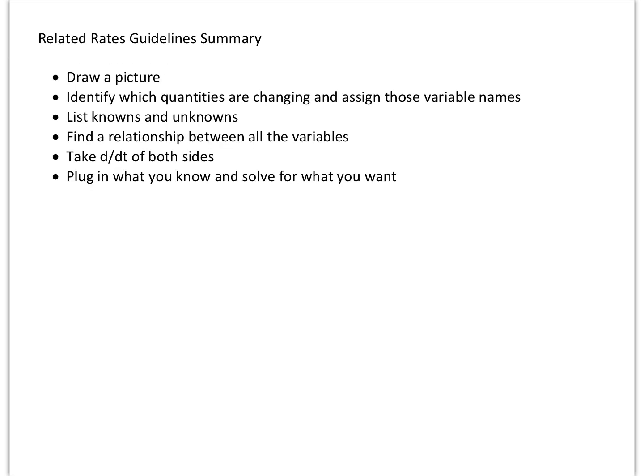To summarize our procedures for related rate problems that we first introduced last class: start with drawing a picture, identify which quantities are changing and assign those variable names, list what you know and what you don't know, find a relationship between all of the variables, take d/dt of both sides, and then plug in what you know and solve for what you want. Let's do a few more examples together.